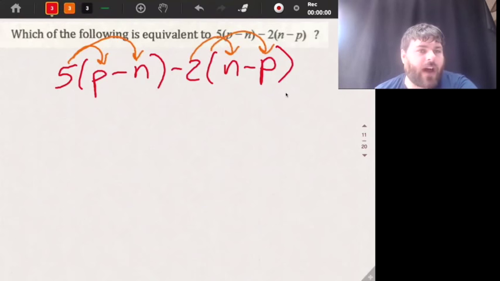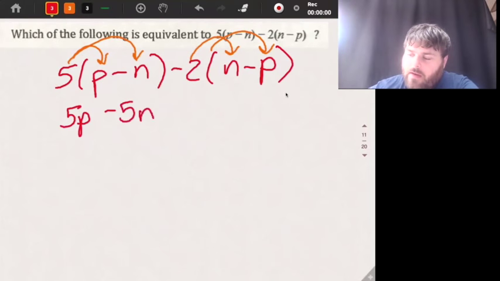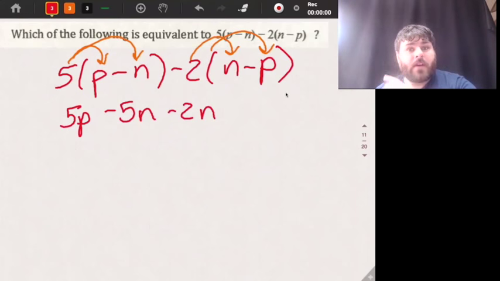So first thing, 5 times p, 5p. Minus 5 times n, it's 5n. All right, you've got to be careful here. This is a minus sign in front of that 2. Do not lose that minus sign. Every number has a sign. You've got to remember to look out for those negatives. All right, -2 times n is minus 2n. -2 times -p, the 2 negatives make a positive, and 2 times p is 2p.